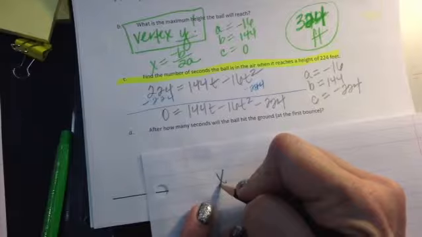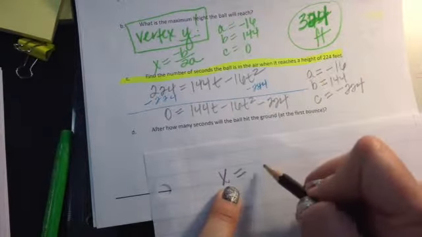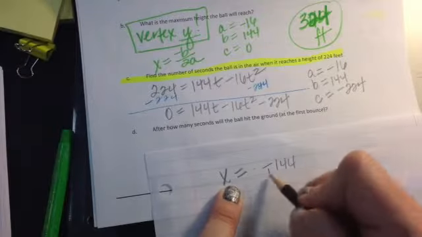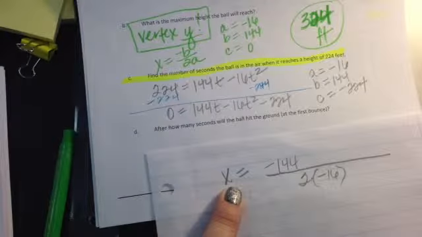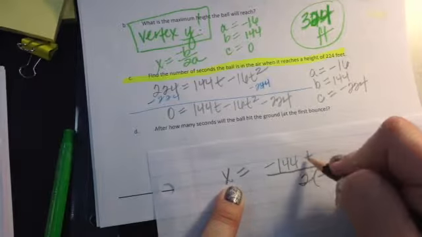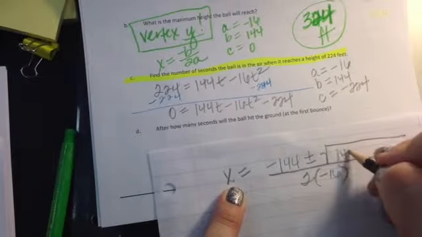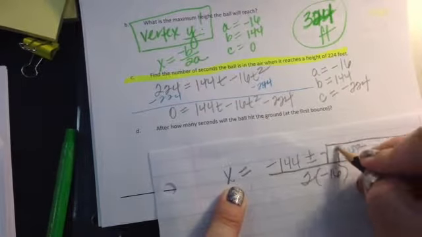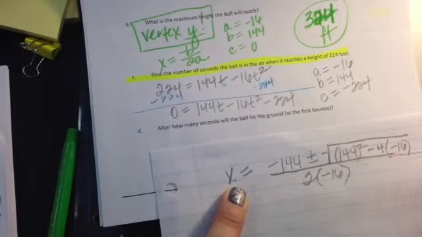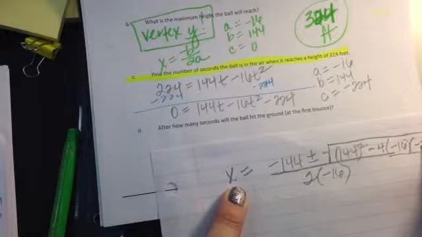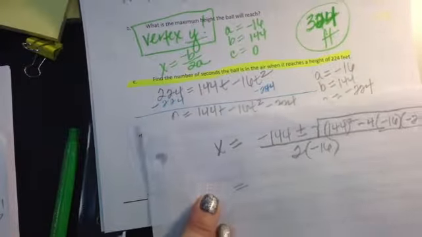So my intercepts, when the height is 224, is going to be negative 144, negative b. I'm going to do the all over 2a. You guys cool with that? There's my 2a. Negative b plus or minus radical b squared, wrap parentheses around, minus 4ac, all over my 2a.